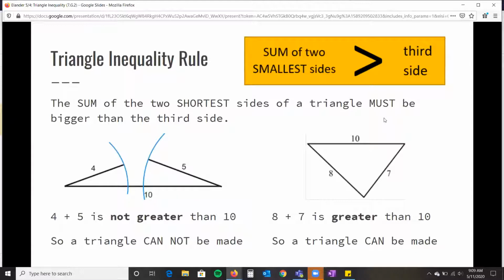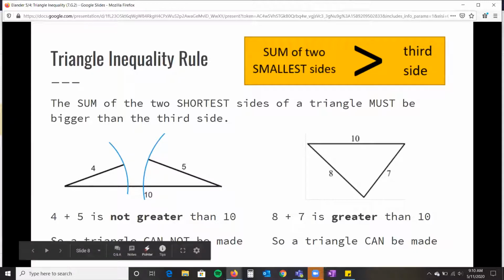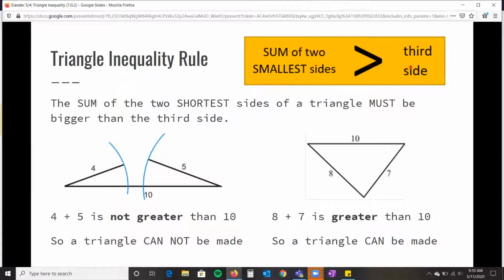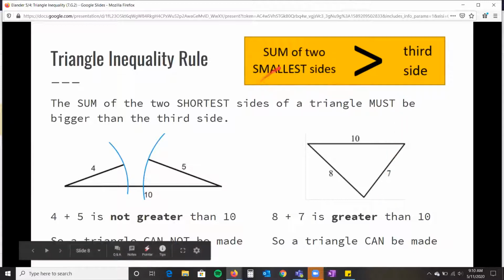Obviously we don't have time for that today, but during class last Monday, we did some different activities to play around with and discover that the sum of the 2 smallest sides must be greater than the 3rd side. So the sum of the 2 smaller sides has to be greater than the 3rd side. If it's not greater than the 3rd side, then you cannot form a triangle.